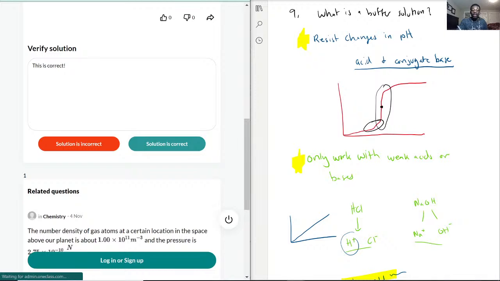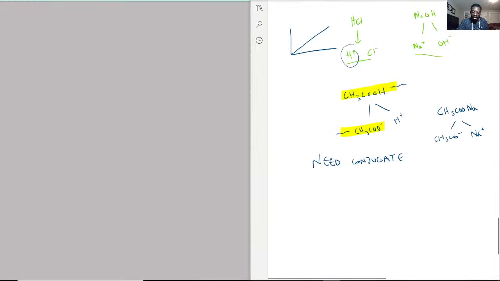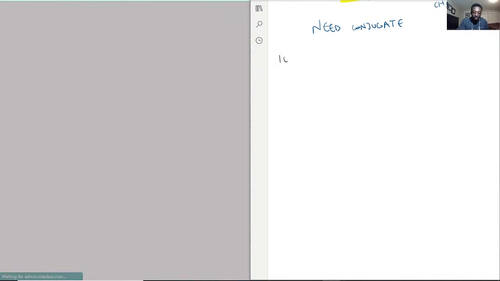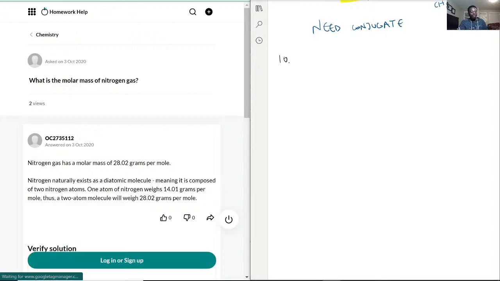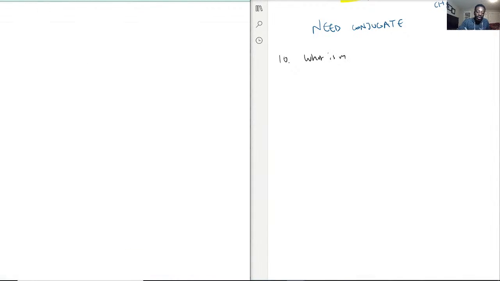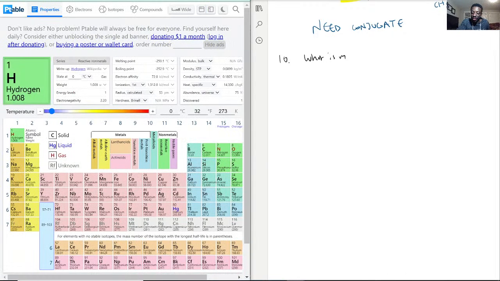All right, and now for the final question for the evening, at least. What is the molar mass of nitrogen gas? In fact, let me just write it down first. I don't want to go to the periodic table. You probably saw the answer, especially if you paused it, but for those that didn't see the answer, I just want to work through this question. The molar mass of nitrogen gas.